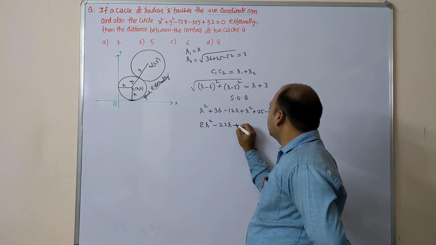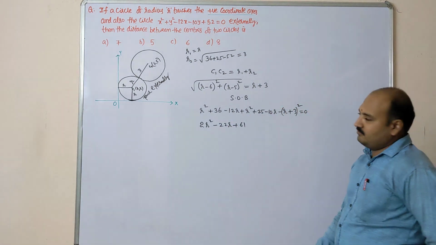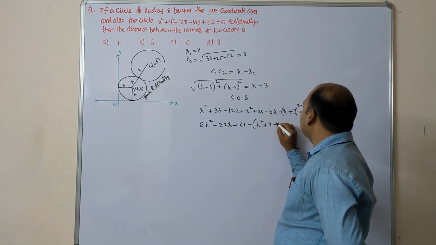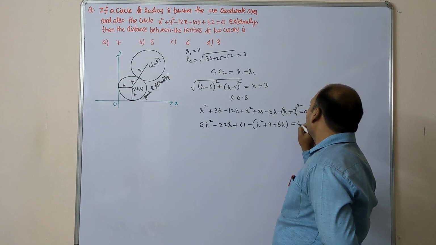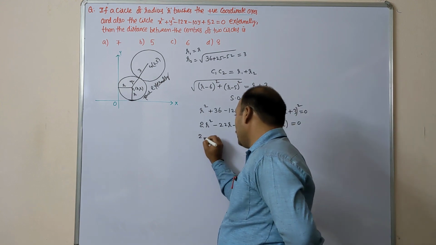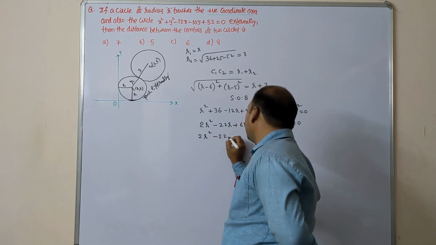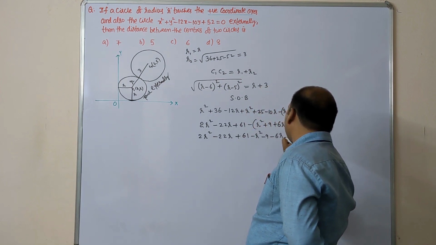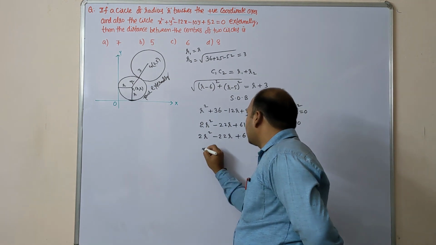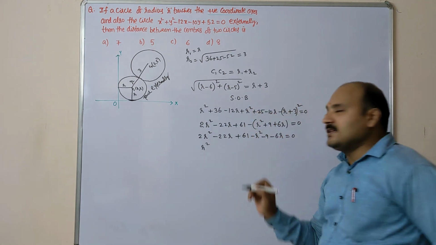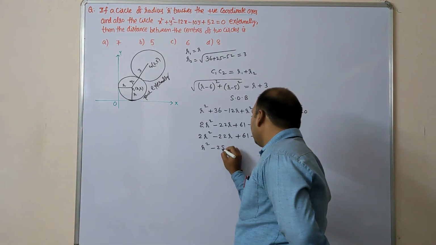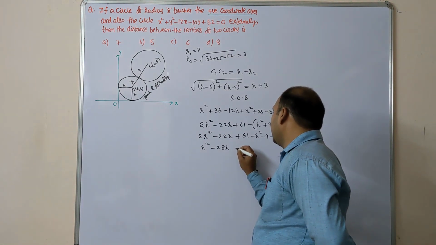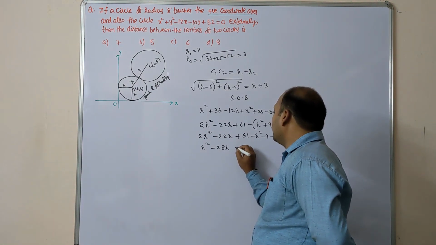remaining is 61, 36 plus 25. I got it now. Minus r square plus 9 plus 6r. So now 2r square minus 22r plus 61 minus r square minus 9 minus 6r. So 2r square minus r square is r square, minus 22r minus 6r is minus 28r. 61 minus 9, 52.